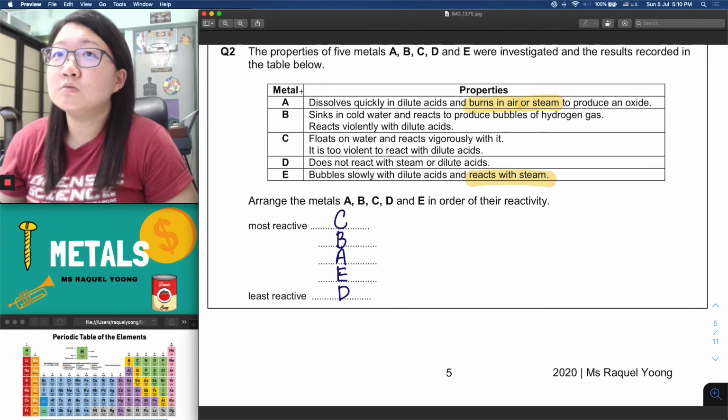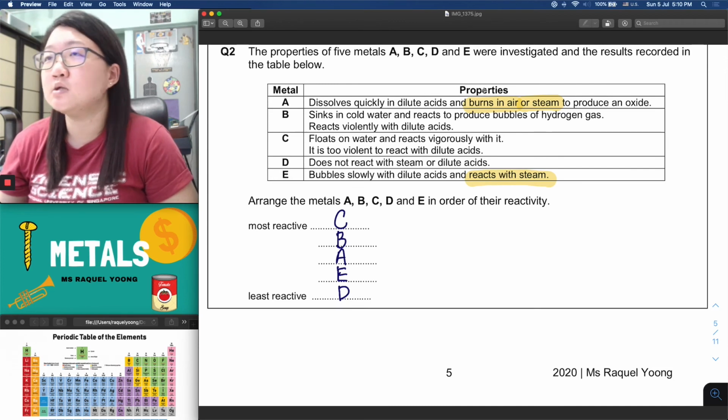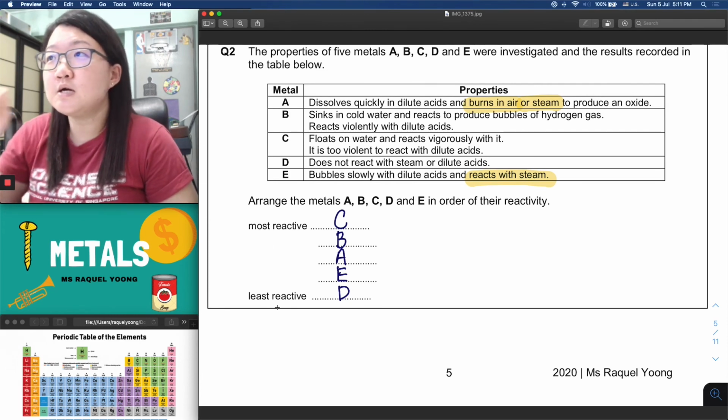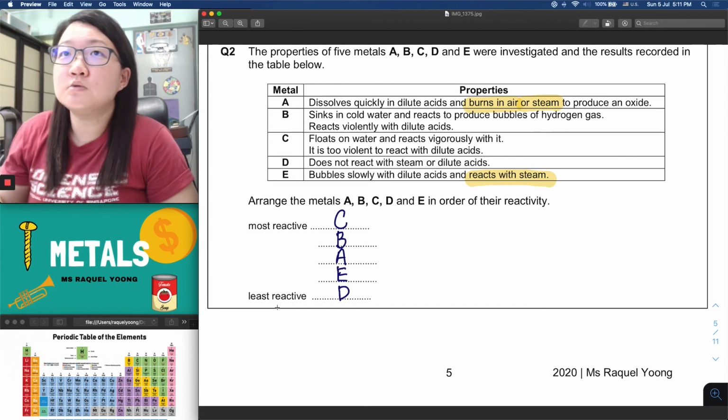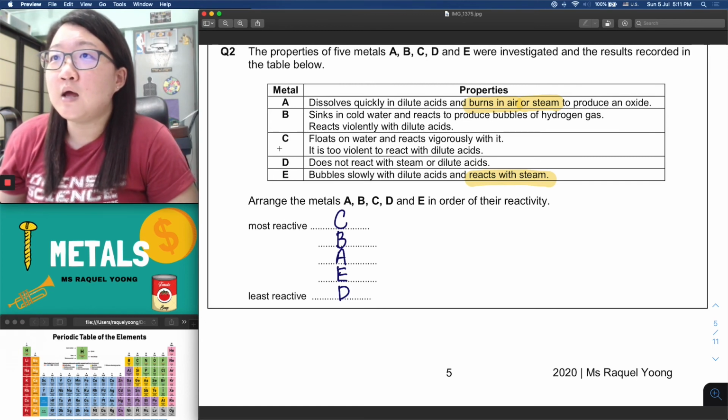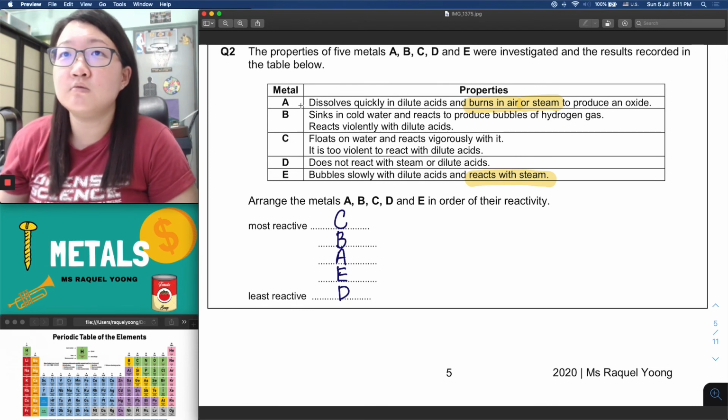So give you the unknown metal. They don't tell you the identity, but they will tell you what are some of the properties as well as what are the observations when these metals are placed into cold water, steam, as well as dilute acid. Okay, so you have all these properties, and then question asks you to arrange the metals A, B, C, D, and E in order of their reactivity from most reactive to least reactive. So this kind of question is where you need to be able to appreciate and understand their relative reactivity based on how they react with these 3 substances.